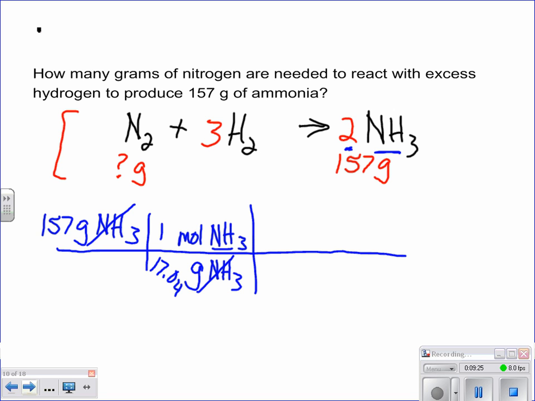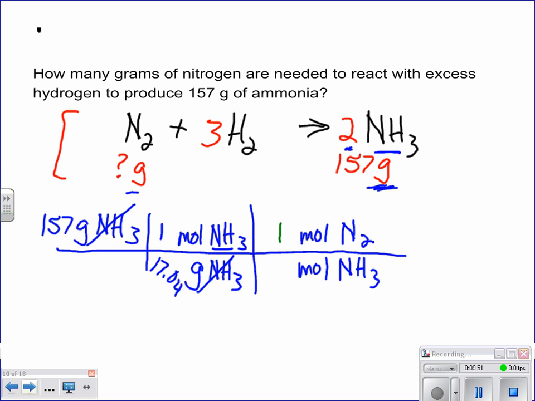Now you've gotten rid of your grams of ammonia. You've got it as moles of ammonia, but that's not what you want. You want to come over here to your nitrogen. So you want to get rid of your moles of ammonia, and you want to go to your moles of just nitrogen. In order to do this, what number is going to go up top?